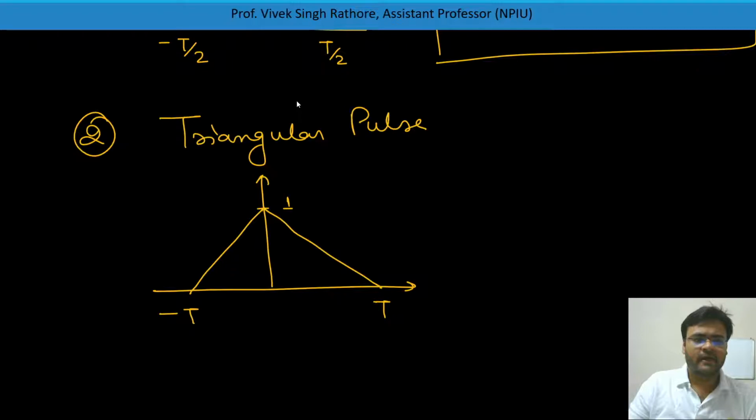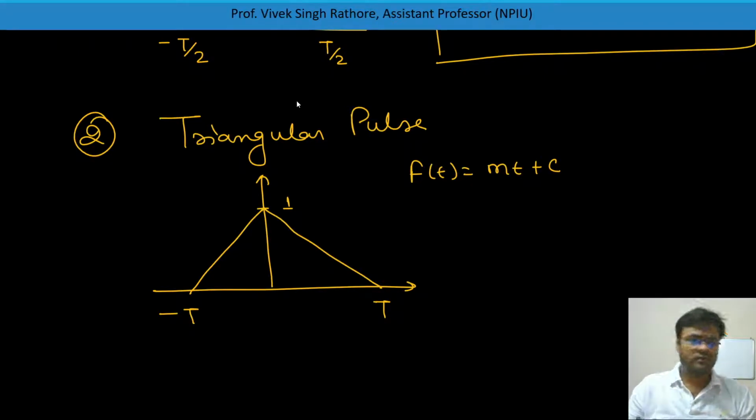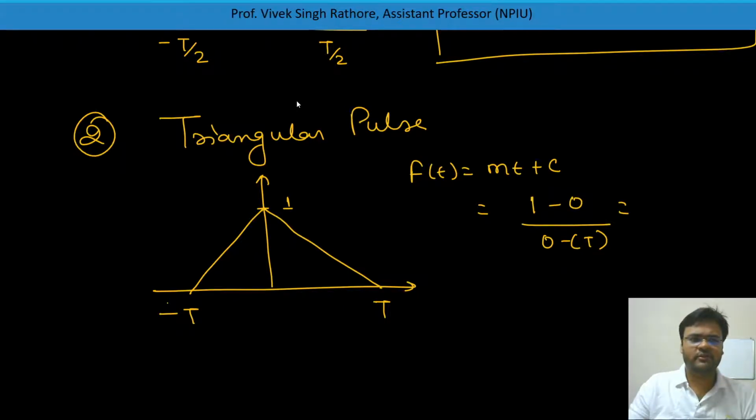You know the line equation: y = mt + c, where m is the slope. So what is the slope here? For the slope you can do (y2 minus y1) by (x2 minus x1). So here it will be (1 minus 0) by (0 minus (minus T)). So you will get the slope as 1 by T. m is 1 by T.